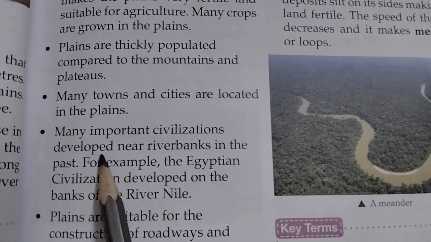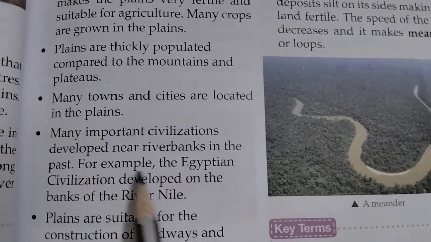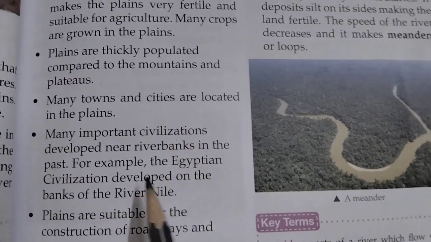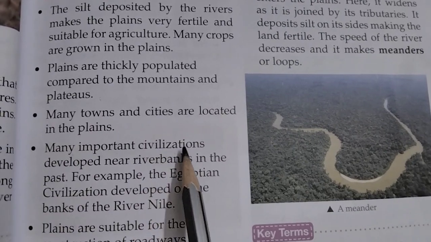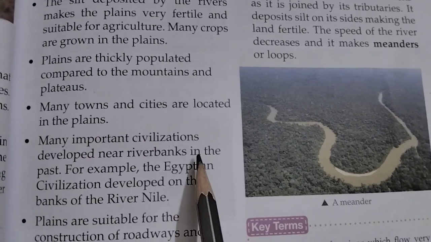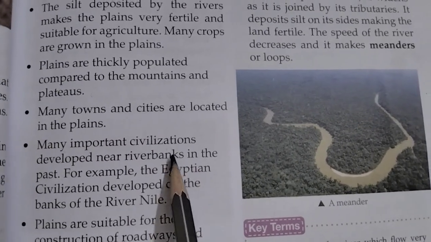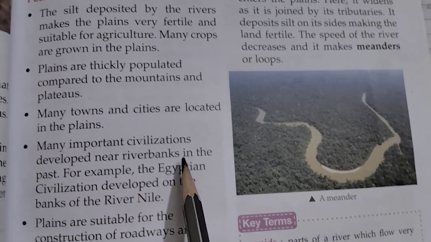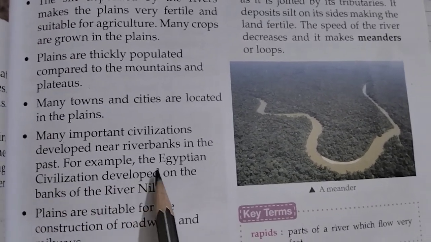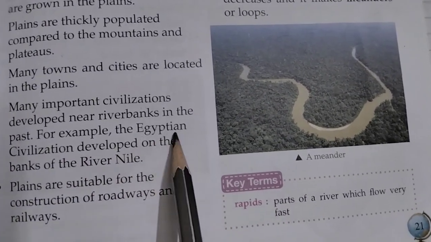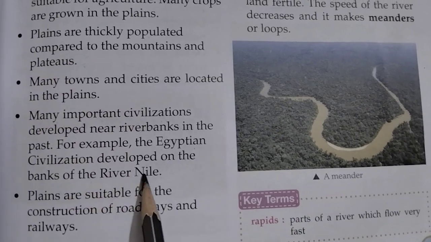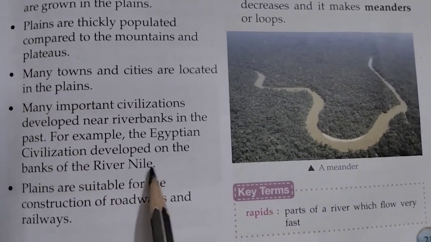Many important civilizations developed near river banks in the past. For example, Egyptian civilization developed on the banks of the river Nile. In old times, people started living near the river banks because it was easy for them to settle there. They can get everything near the rivers. So that's why in the past people started living near the rivers. It is an example of Egyptian civilization. The people of Egypt first started living near the river Nile, which is in Egypt.